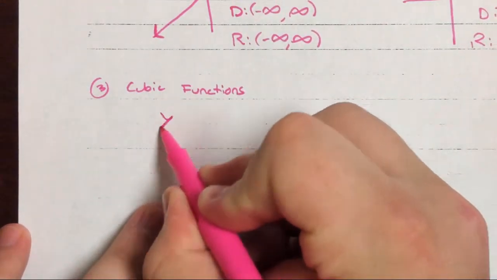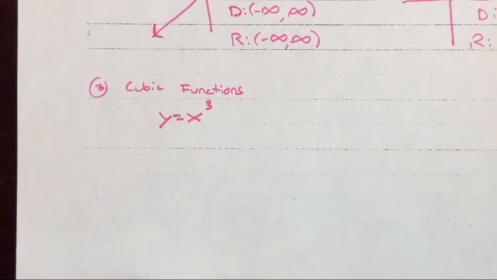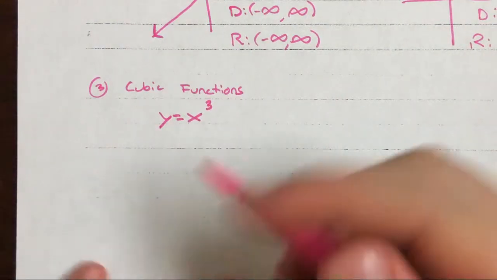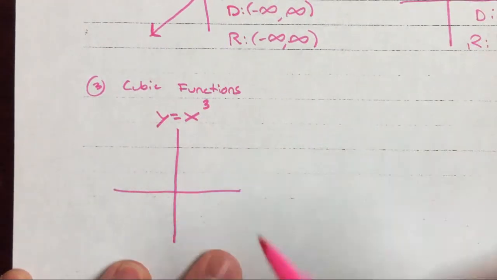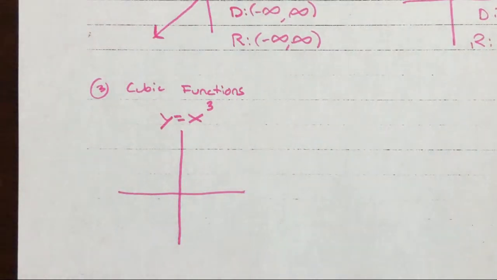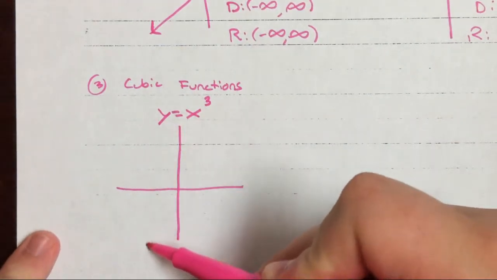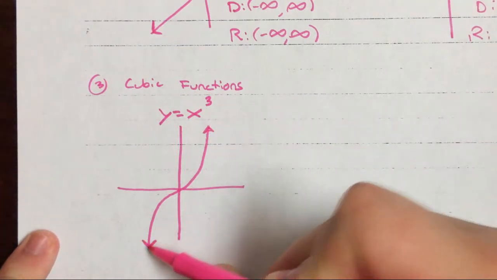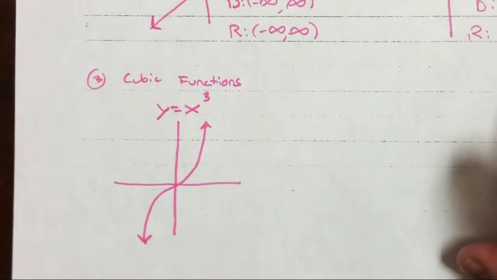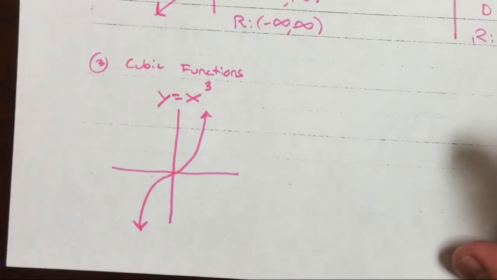Cubic function, of course, would be y equals x cubed. Anyone happen to know what a cubic function looks like? Cubic function looks like this. So it's like a piece like that, and then like that, kind of squiggles. That's what a cubic function looks like.